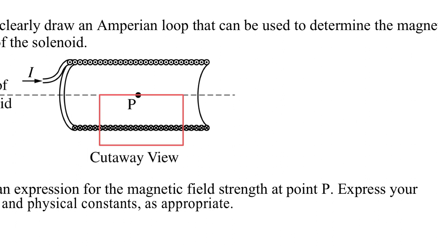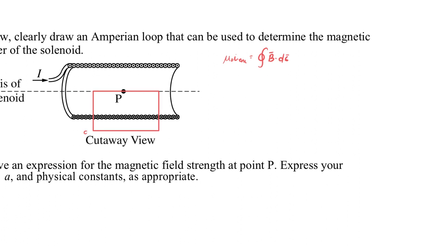All right. Mu naught I enclosed equals the integral of B dot ds. A, B, C, D. We already know the magnetic field is going in that direction. So I think it's in your best interest to show that this goes to 4 different integrals, one for each portion of your loop, because I'm sure in their grading guidance they talk about it. So A to B, B to C, C to D, D to A.